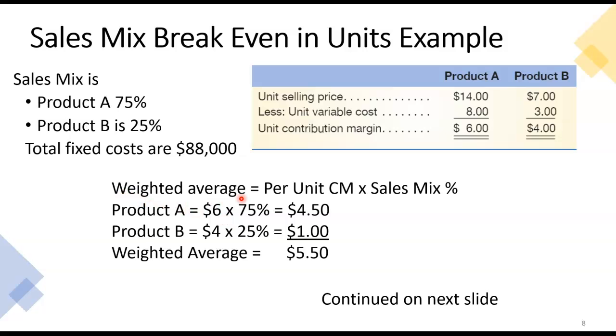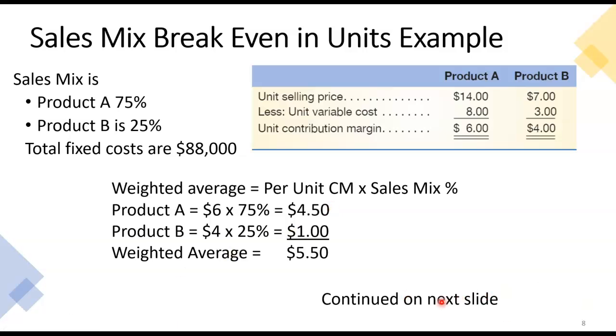So let's first calculate our weighted average. To do that, we're just going to take our per unit contribution margin and weight it by the sales mix. For product A, the $6 is our unit contribution margin. We're going to multiply that by the sales percentage for product A, and that's going to give us a weighting of $4.50. Then we weight our contribution margin for product B, $4, and multiply that by the sales mix of 25%, which gives us $1 for product B. Once we add those two together, our weighted average is $5.50. We've weighted each of these contribution margins by the amount we sell of each type.